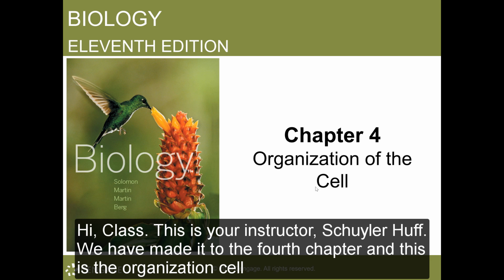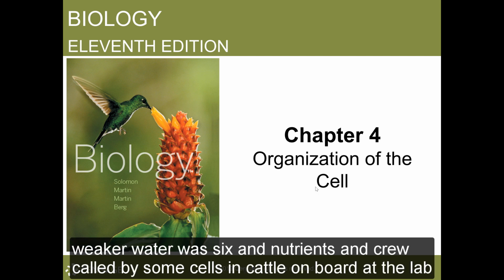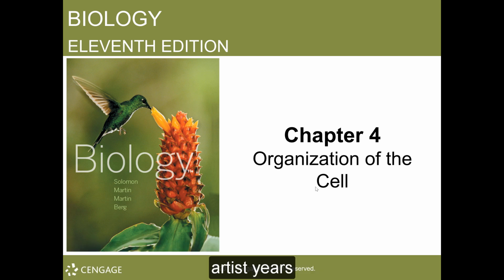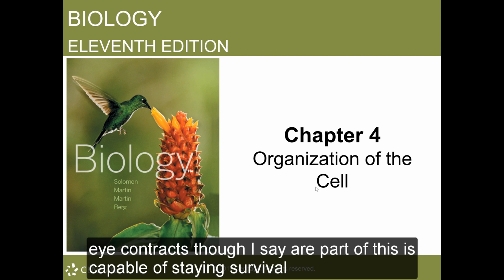We have now made it to the fourth chapter, and this is the organization of the cell. The cell is the smallest unit that can carry out all activities we associate with life. When provided with essential nutrients and an appropriate environment, some cells can be kept alive growing in the laboratory for many years. Thanks a lot, people who took cells from Henrietta Lacks. You may hear more about that later. By contrast, no isolated part of a cell is capable of sustained survival.